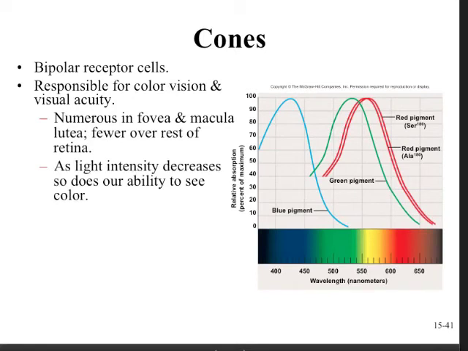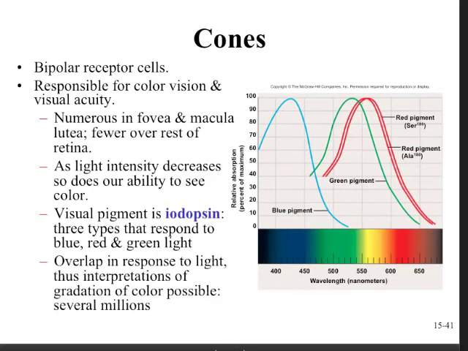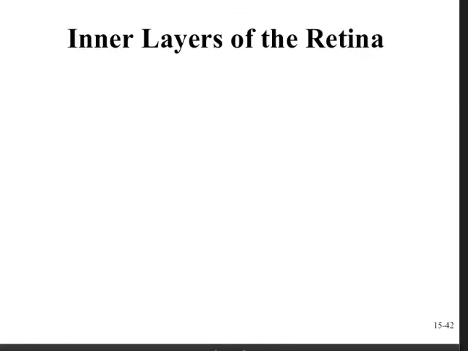As the light intensity decreases, so does our ability to see color. As you probably have noticed, in dim light, it's very difficult for you to pick out yellows, reds, greens, and so forth. The visual pigment here is iodopsin. There are 3 types that respond to blue, red, and green wavelengths of light. They overlap a bit, and as a result, interpretations of color gradations are possible, so we're capable of distinguishing several million different types of visible light, which are combinations of these different wavelengths.